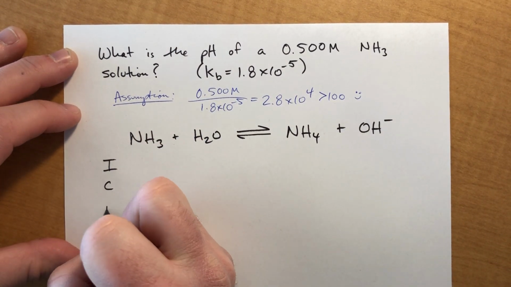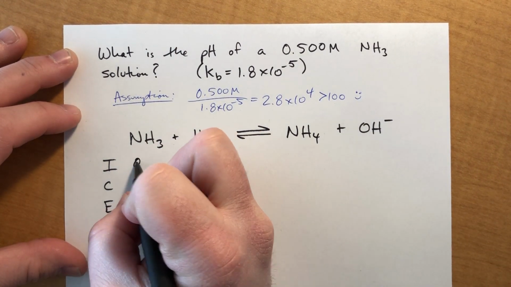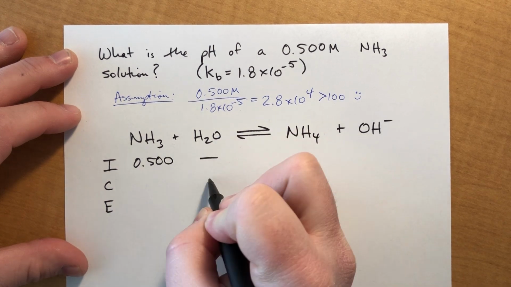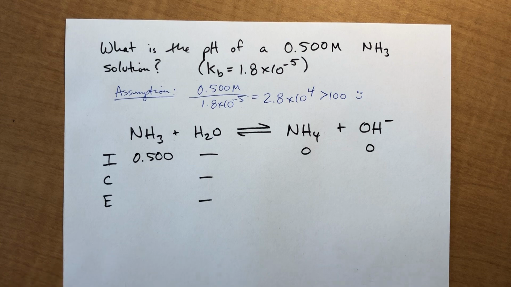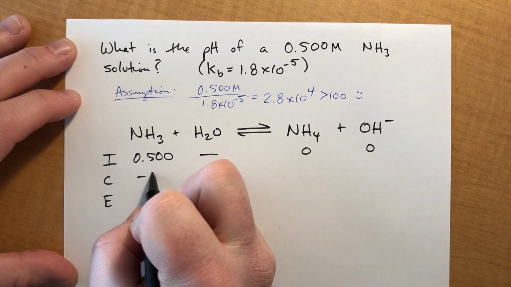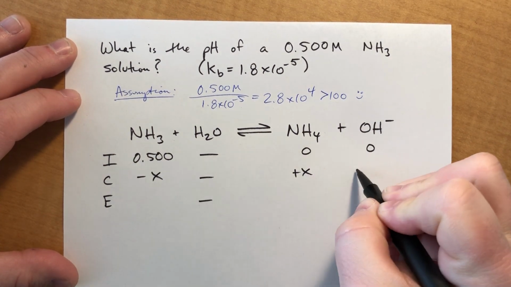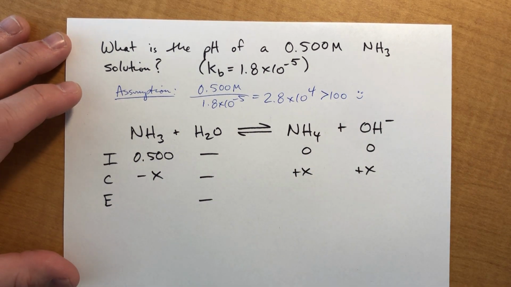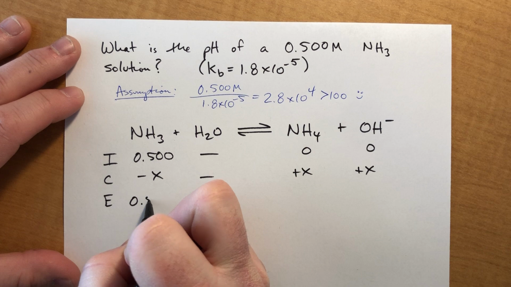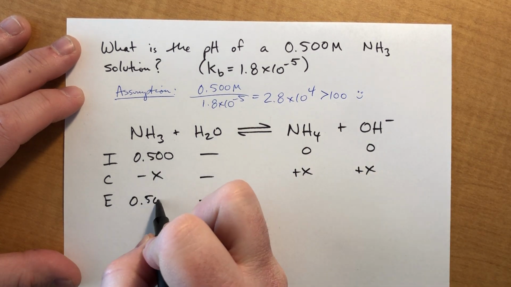So, ICE method. Our initial concentration is 0.500. We can ignore water the whole way through, and these are 0. We don't have any of that stuff yet. This is going to have to decrease by some amount, and this is going to have to increase by that same amount. For every one of these, you get one of these and one of these. So, the equilibrium conditions are you basically add these two rows together.